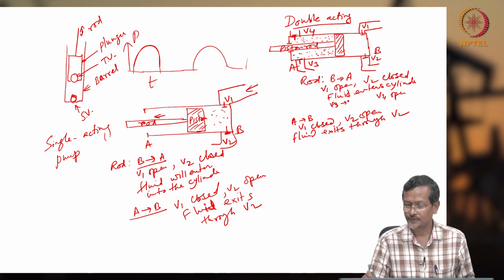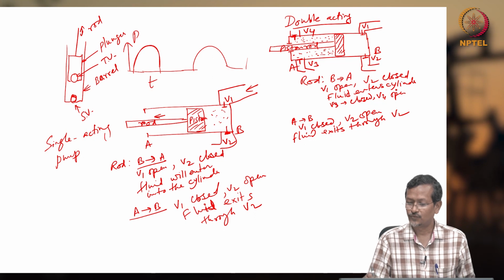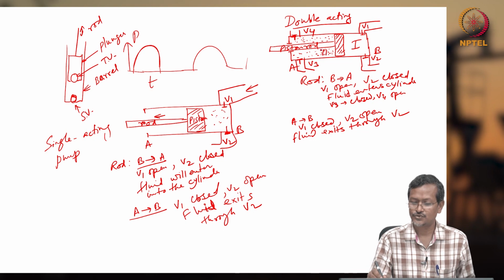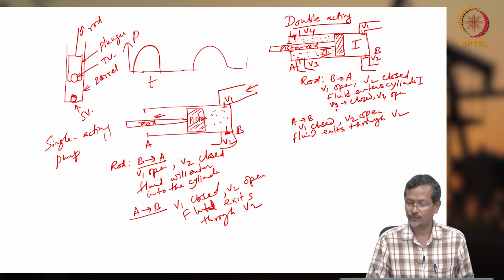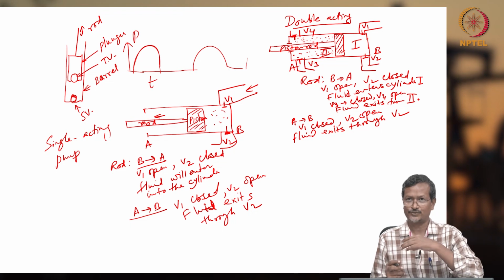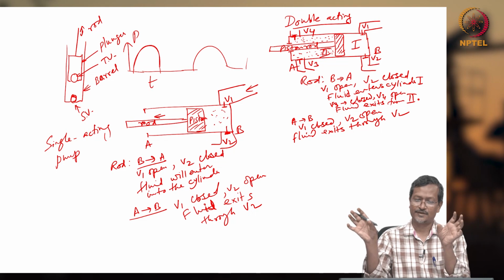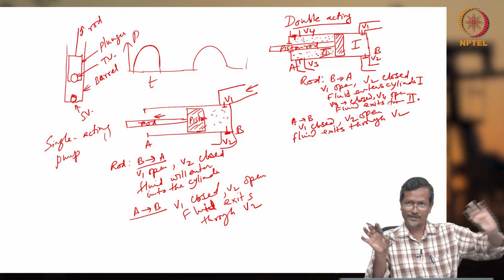V4 open, V3 closed. Fluid enters the cylinder. I have to give names to the cylinders, maybe 1, 2. Okay, the cylinder 1. Close V4, fluid exits from cylinder 2. From cylinder 2, fluid is going out actually. So when the piston is moving B to A, there are two cavities, two cylinders, 1 and 2. So 1 is filling, 2 is delivering fluid.